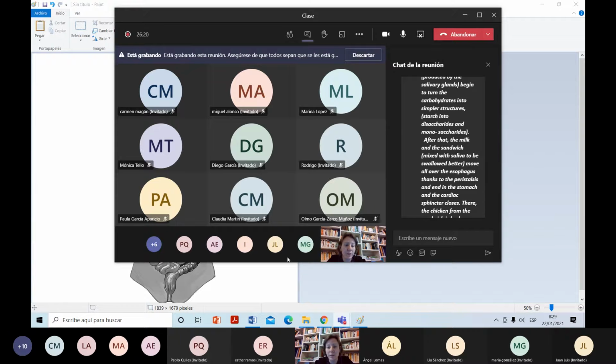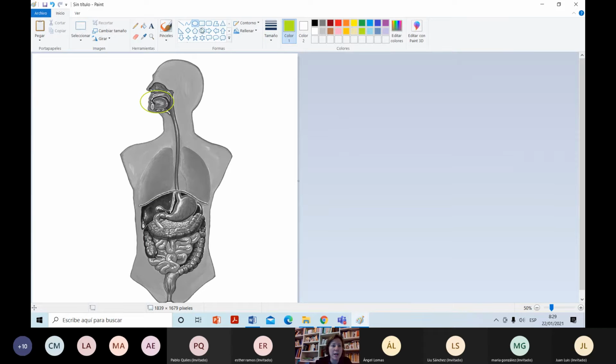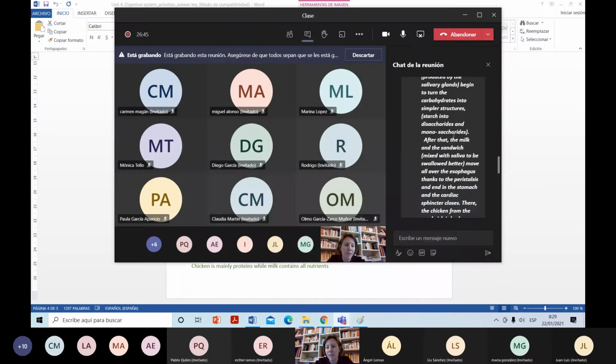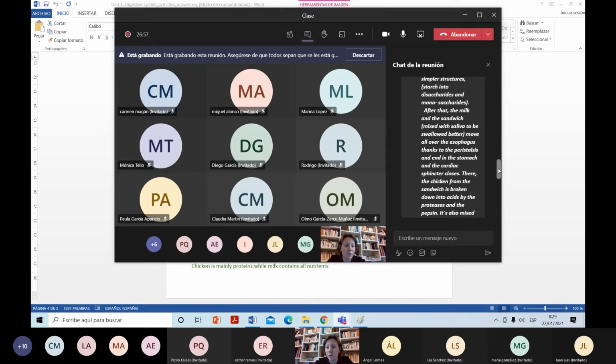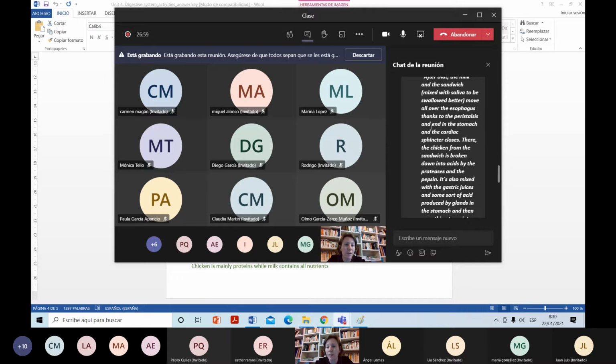Well, before the esophagus, you've got to mention this tiny part that is the pharynx, and then after the pharynx we've got all this long tube that is the esophagus. So from the mouth it goes to the pharynx, and then the food bolus goes down the esophagus thanks to these peristaltic movements. Perfect. But remember, not milk and sandwich, but food bolus move all along the esophagus thanks to the peristaltic movements and end up in the stomach.